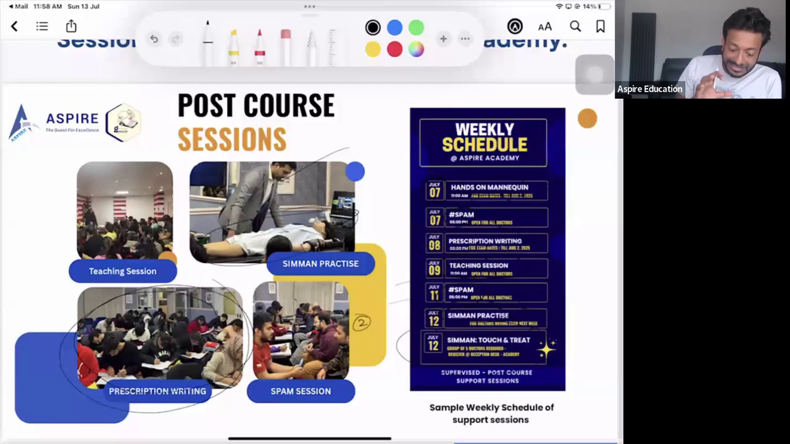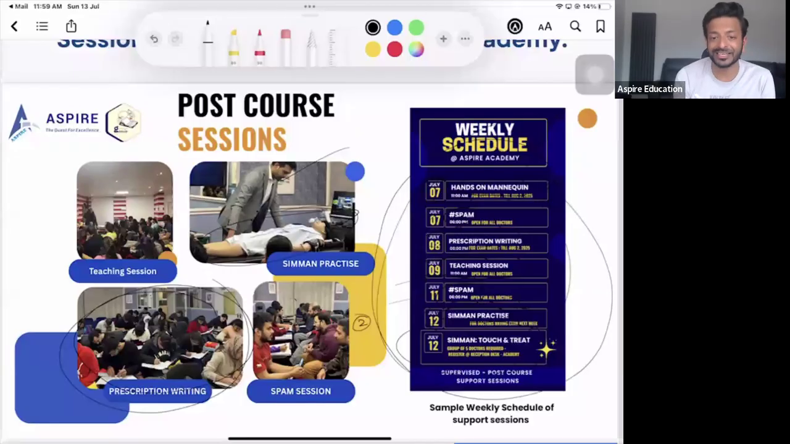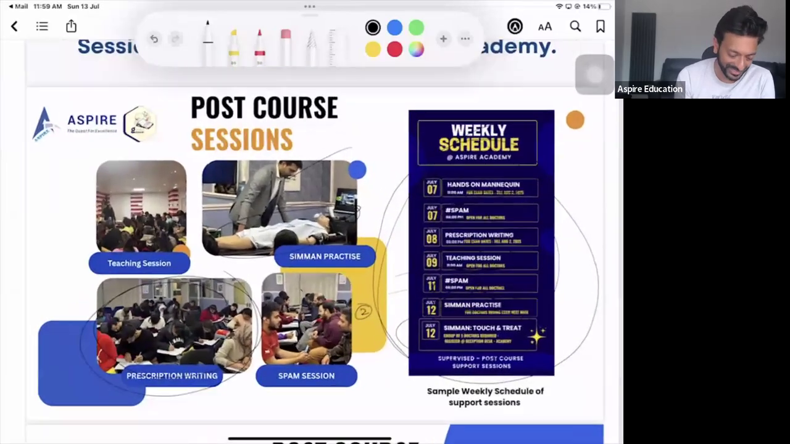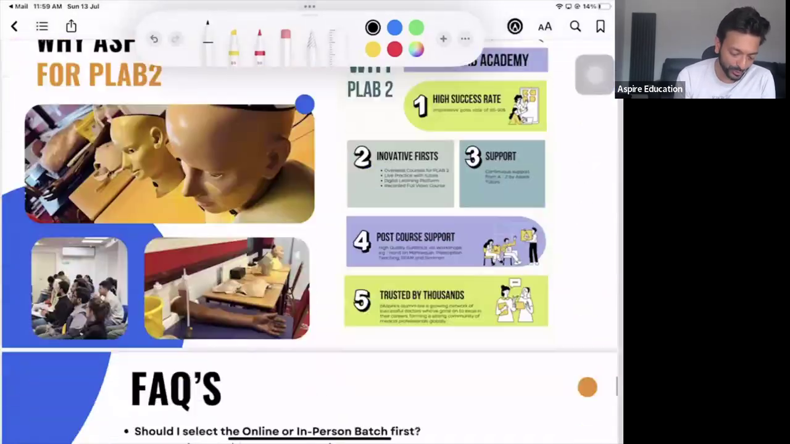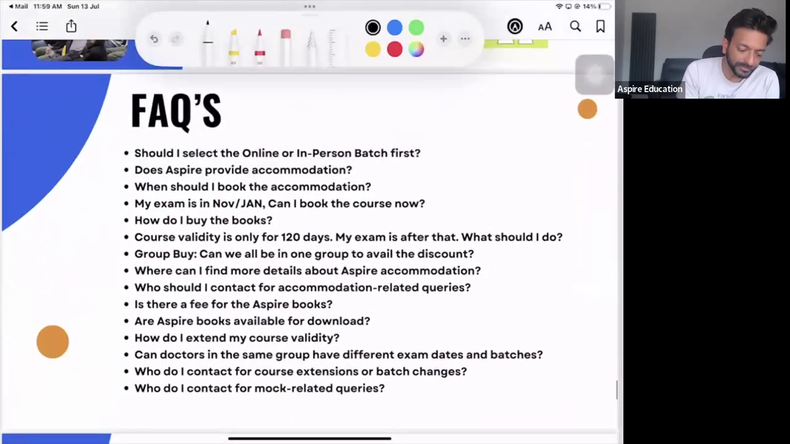So, touch and treat. We give candidates a chance to come and feel the pulse, check the heartbeats and all, so they can spend time and do all those things as well. So this is what happens weekly. Our 12-day sessions are happening separately. That's what I'm trying to say. Attend it, that's what you guys have to do. So those are the post-course support sessions. These are some FAQs, I think.